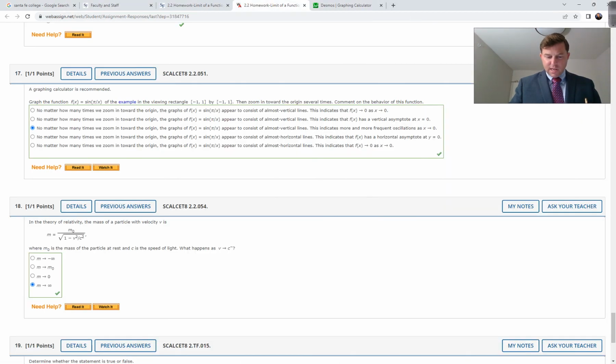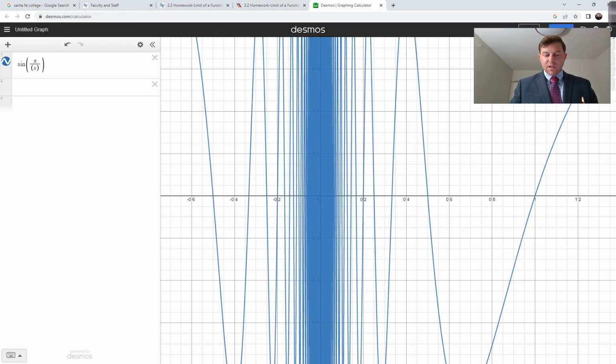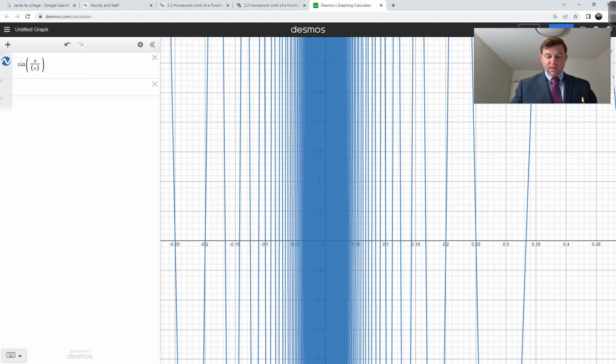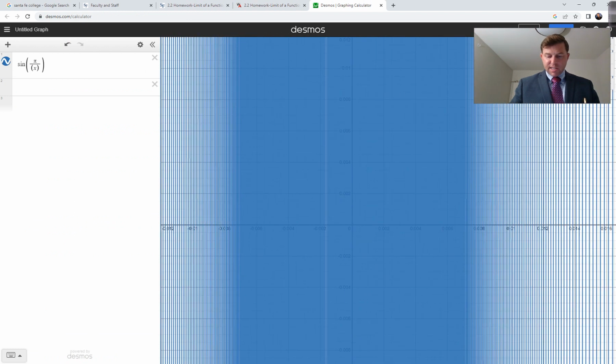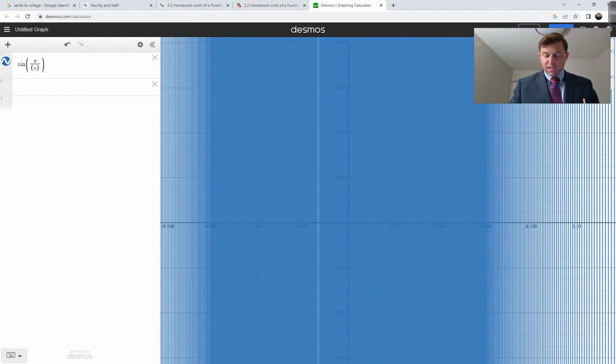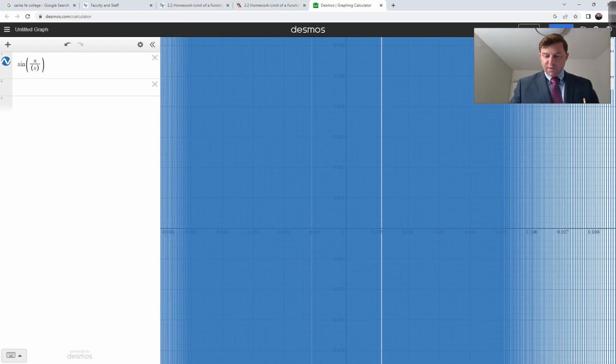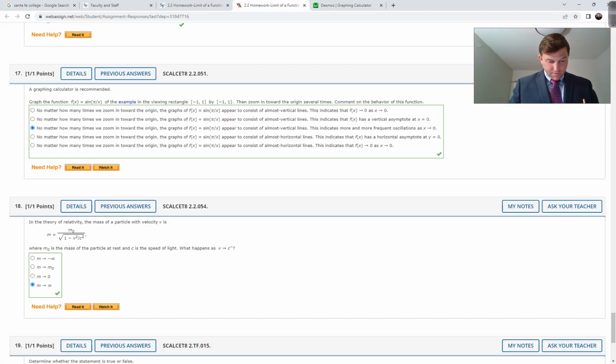So we would say, no matter how many times we zoom in toward the origin, the graph of f of x appears to consist of almost vertical lines. This indicates more and more frequent oscillations as x approaches 0. So what they're telling you to do is on your graphing calculator, zoom in. And as you're zooming in, you just see this infinite up and down vertical lines. So a very chaotic system.